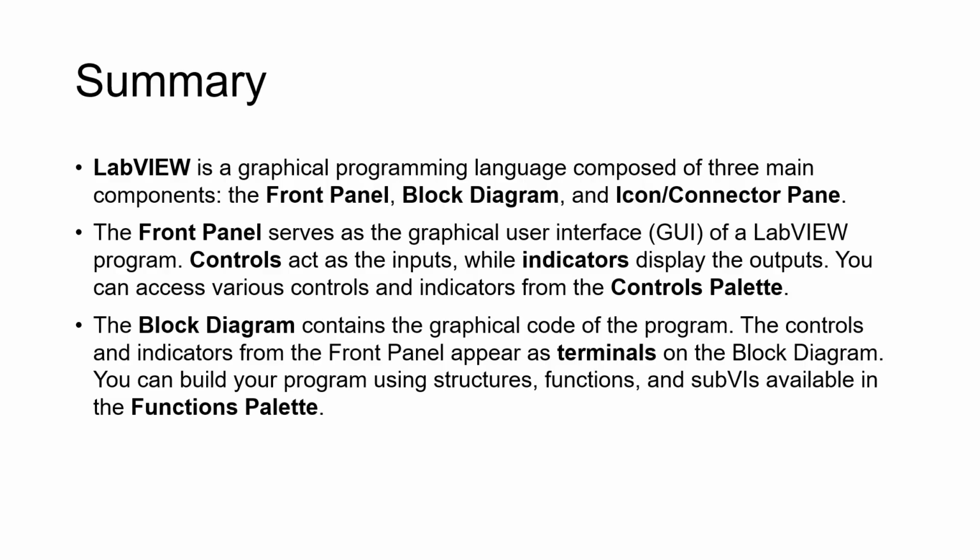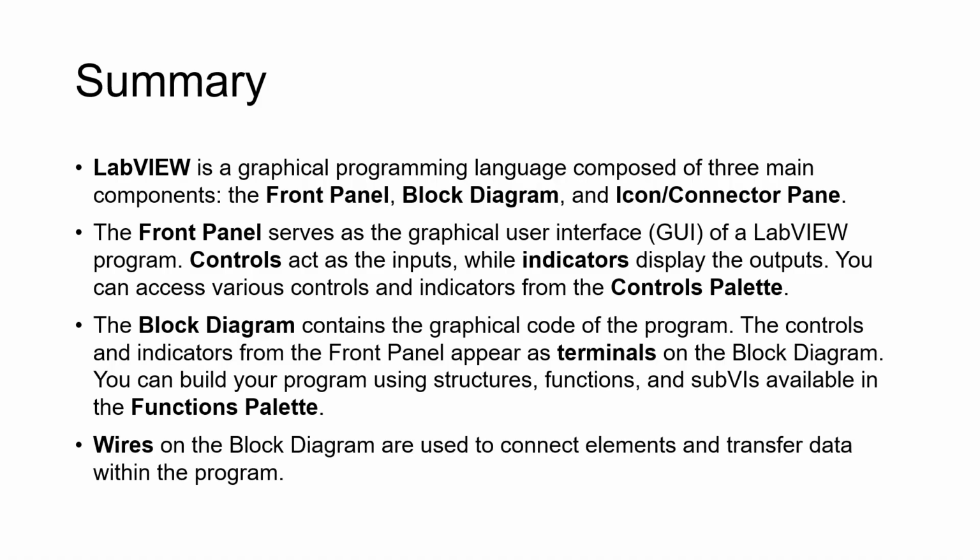The block diagram contains the graphical code of the program. The controls and indicators from the front panel appear as terminals on the block diagram. You can build your program using structures, functions, and sub-VIs available in the functions palette. Wires on the block diagram are used to connect elements and transfer data within the program.